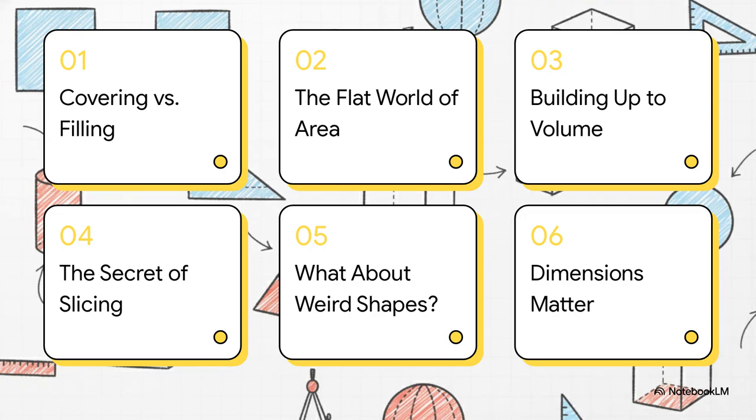So, here's our game plan. First, we'll tackle the idea of covering versus filling. Then, we'll explore the flat world of area. From there, we'll build up into 3D volume, uncover a really cool secret that connects them, and even figure out how to handle some weird shapes. And finally, we'll wrap up with why all this dimensional thinking really matters.